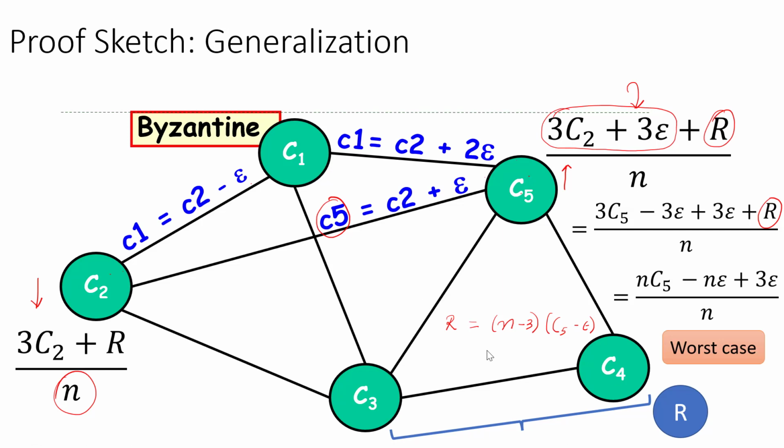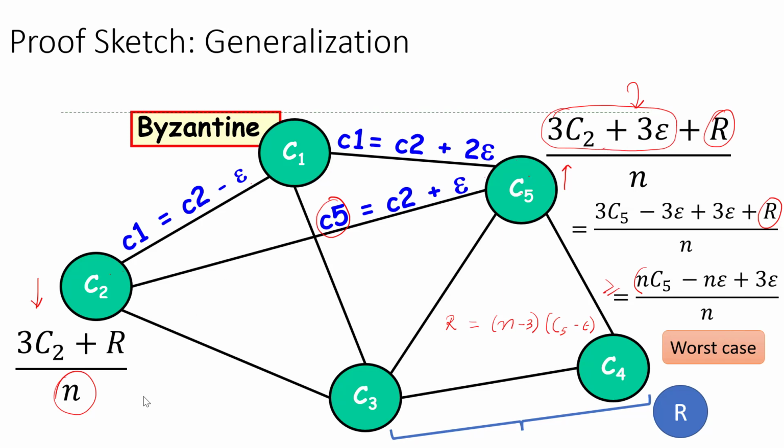But given that in the rest of R, there are no clocks with Byzantine failures, this will be their minimum possible value. In a sense, I can have equal to or greater than equal to, but I've written down the worst case. So the moment I add 3 with n minus 3, and then I add again this with n minus 3, this turns out to be nC5 minus n epsilon plus 3 epsilon. We will see in a second why we converted this expression.